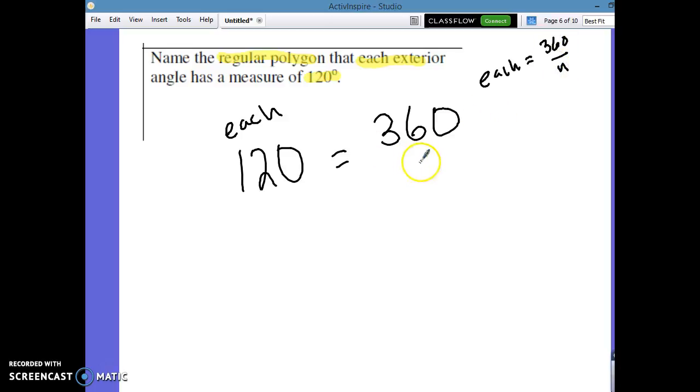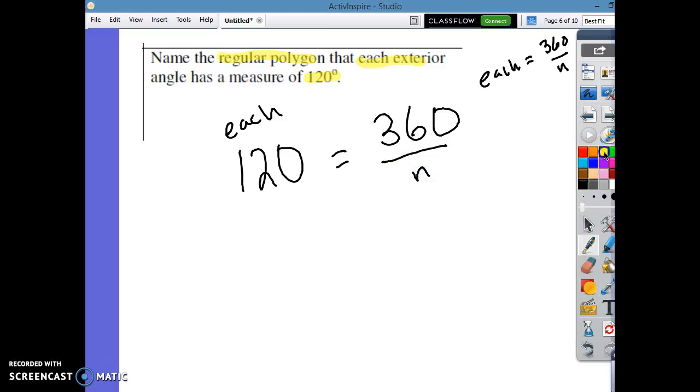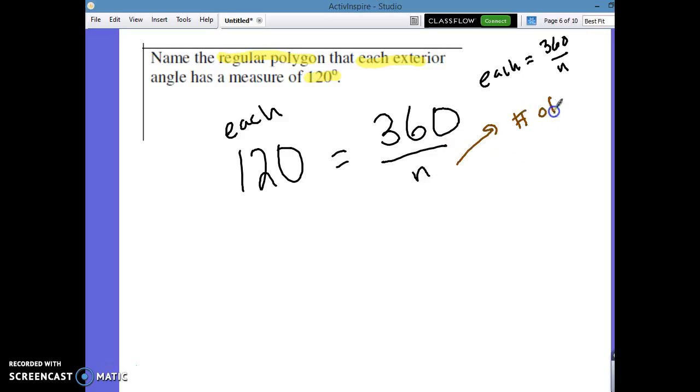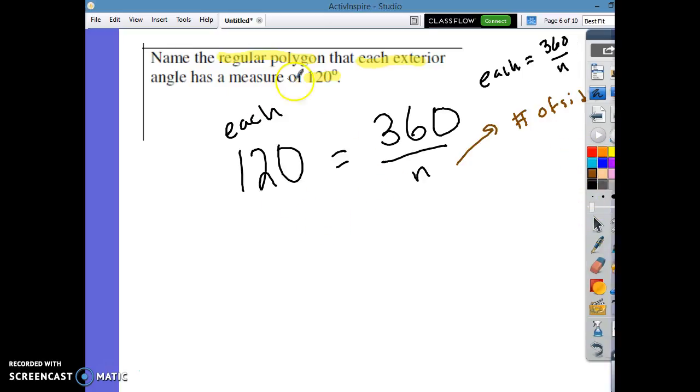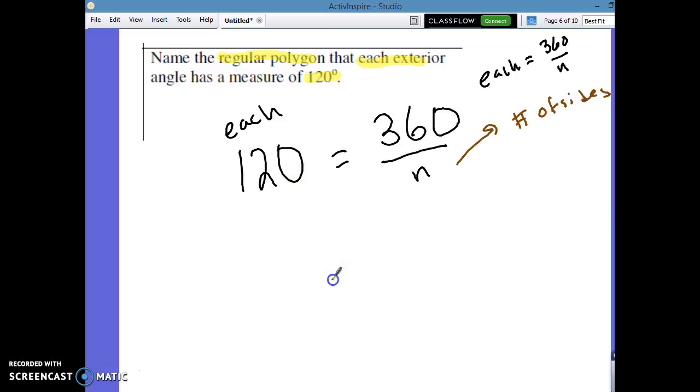So if we take 360 and divide it by n, which again, if you do not remember, is our number of sides, it will help us find our solution here. So I'll let you cross multiply and solve and figure it out. Remember, don't just say what n is. I need the name of the shape.